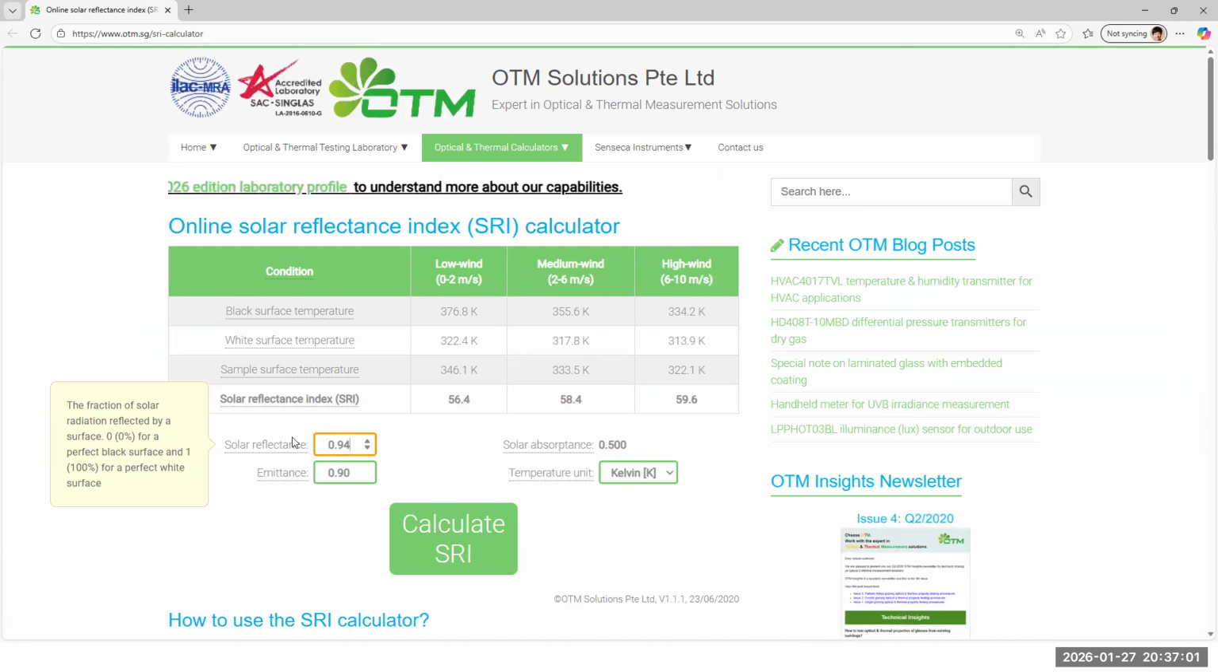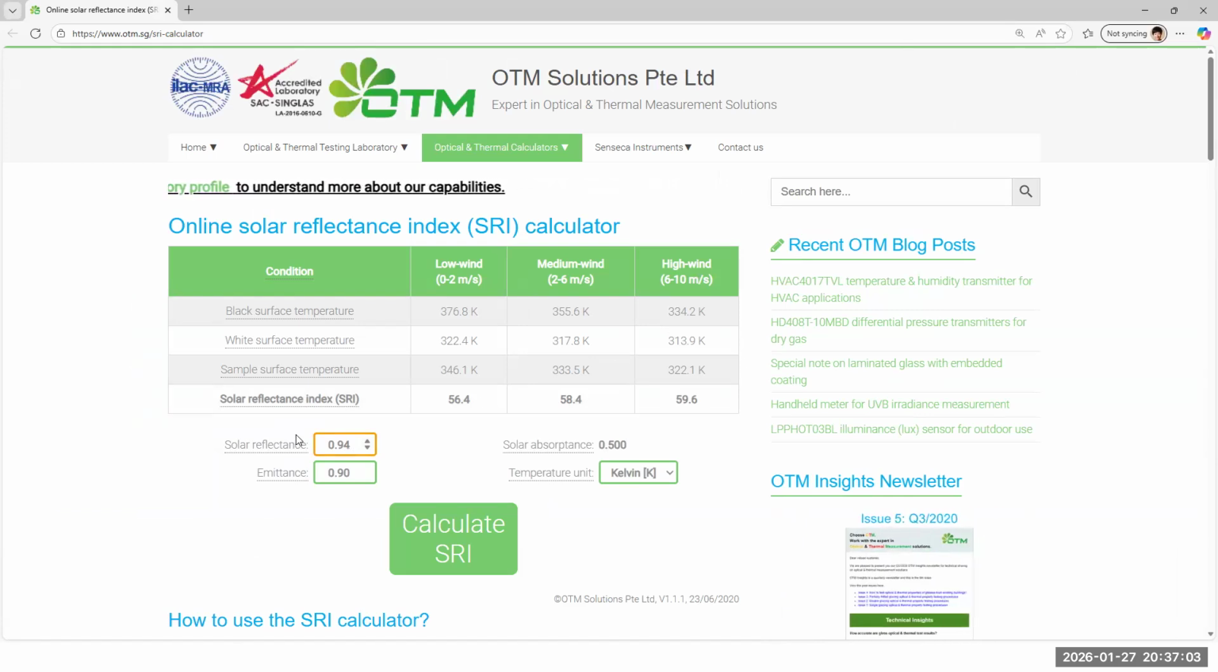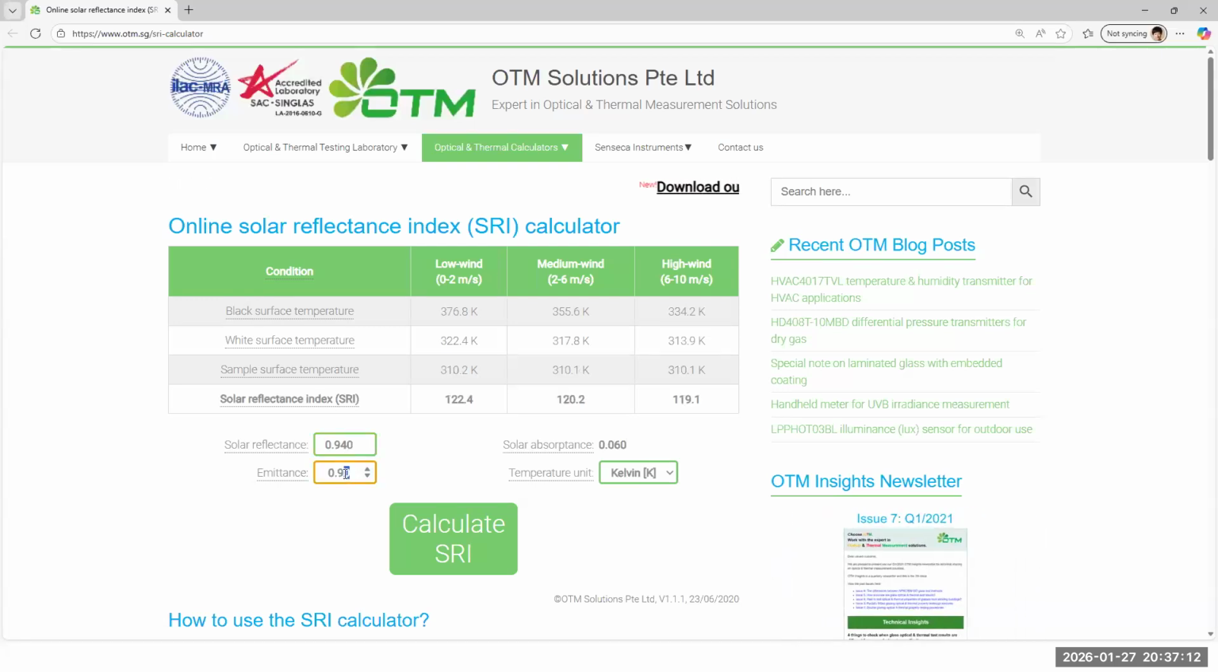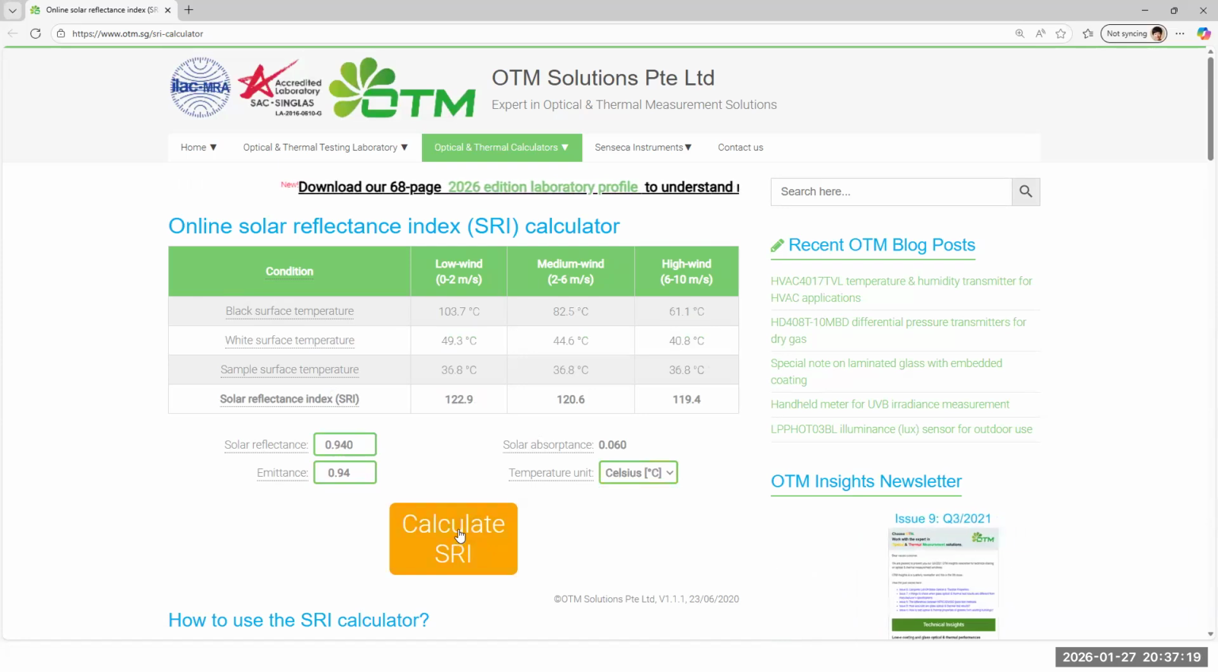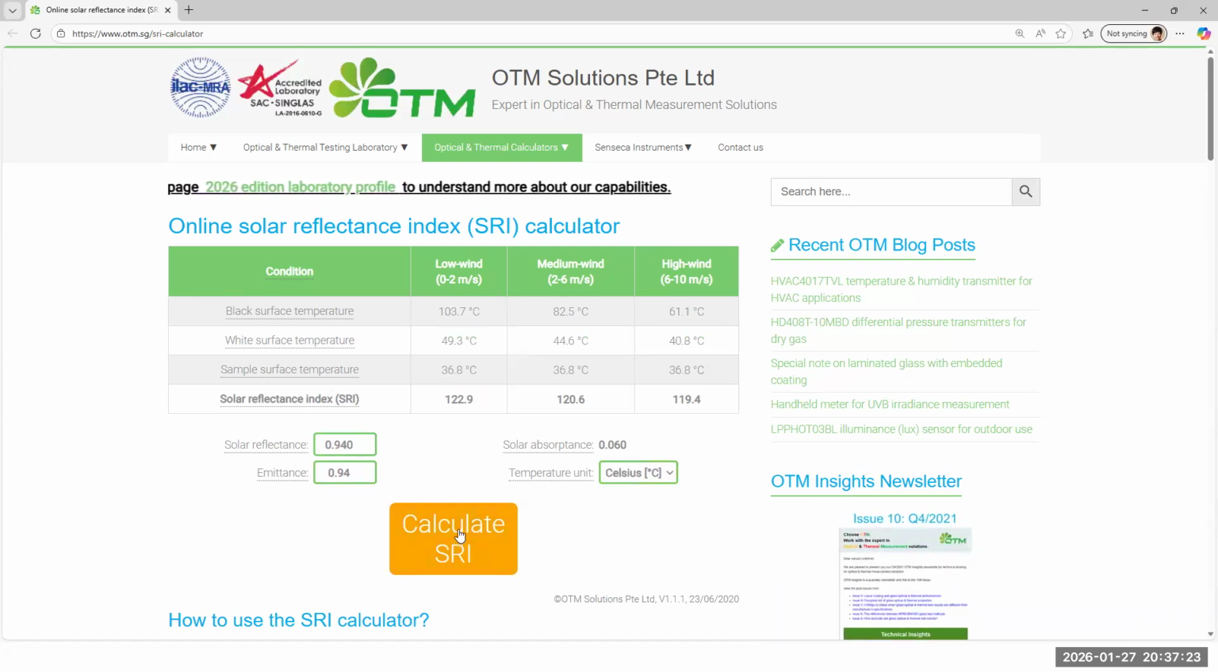Okay, if we change the construction material with reflectance 0.94 and emittance 0.94, let's calculate. Okay, then the calculated solar reflectance index is 123, which is larger than 100.